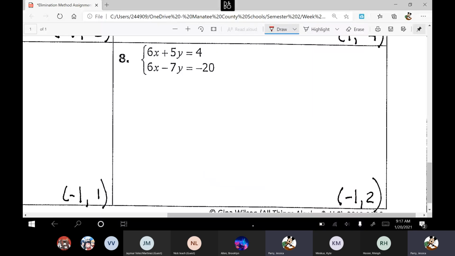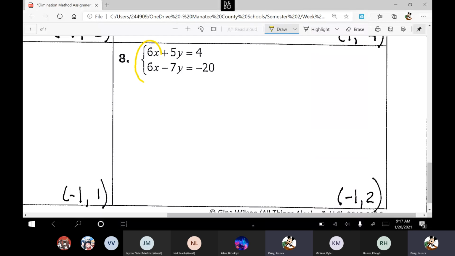Okay, so let's look at our 2 equations here. Are they lined up? Yes or no? Go ahead and write in the chat. So what I'm asking is, are the x's on top of each other? Are the y's on top of each other? And are the constants on top of each other? And the answer is yes, they are lined up.